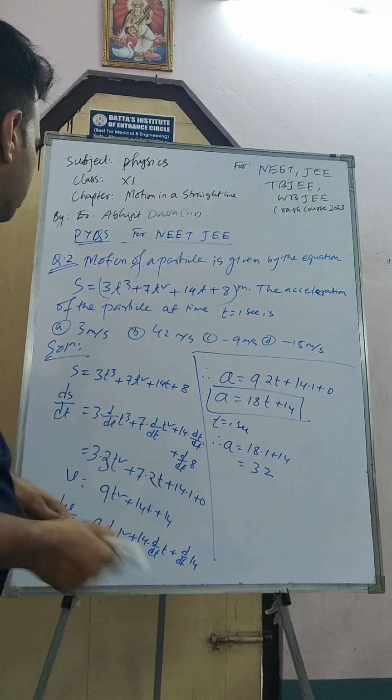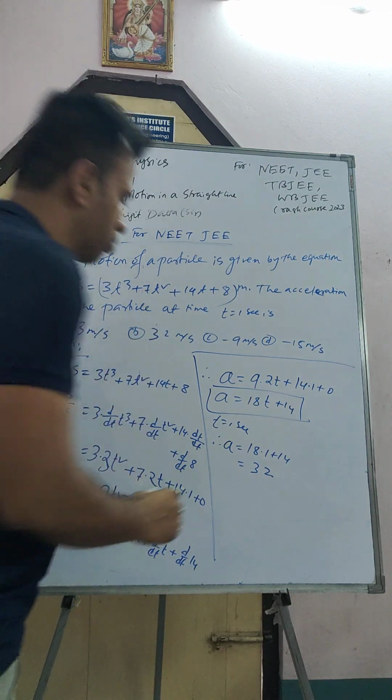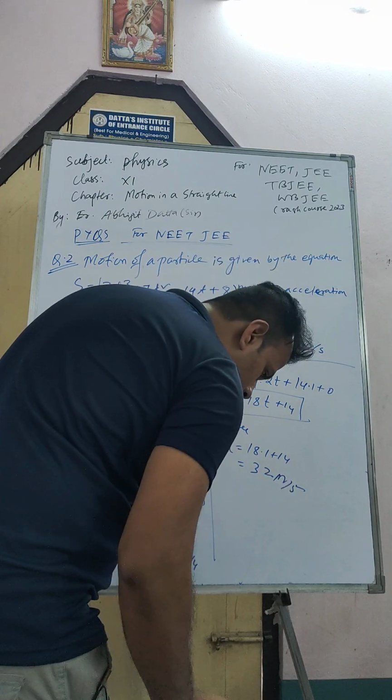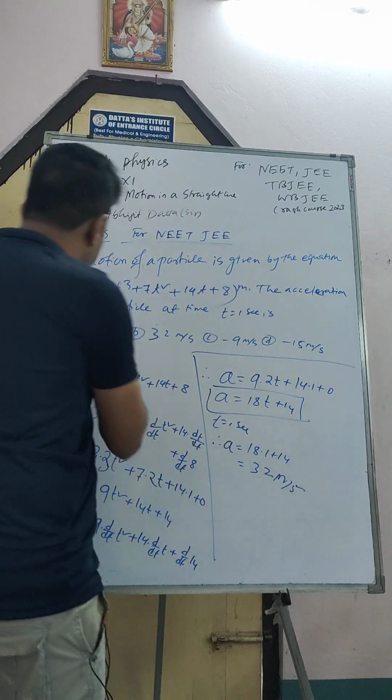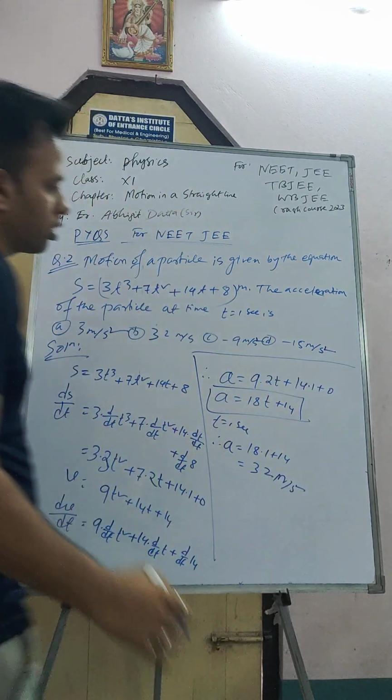32, option B. Oh, this one is 32. Option B is the correct answer. So 32 meter per second square, acceleration is 32 meter per second square. This one is 10 meter per second square, 3 meter per second square, 9 meter per second square, 15 meter per second square. Okay.